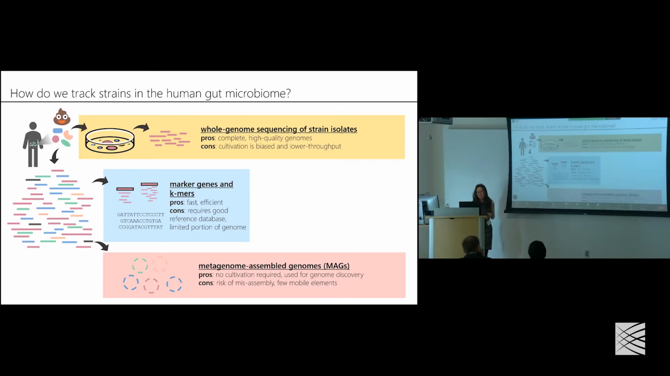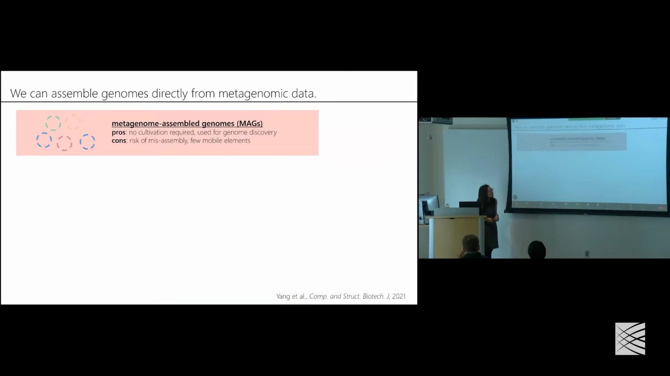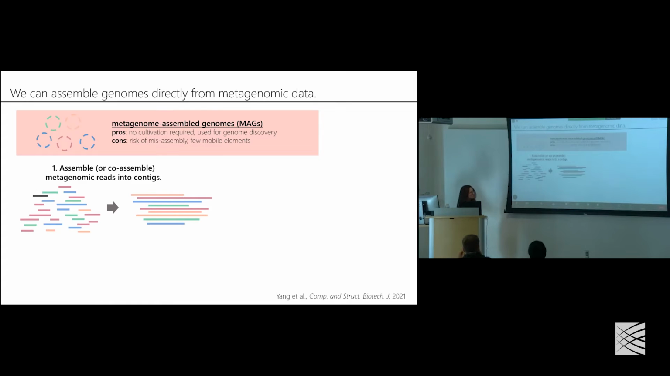This metagenomic assembly involves the goal of reconstructing the complete genome of the constituent bacteria from a metagenomic sample. The advantages of this method are that no cultivation is required, and there's also no reference genome database required, which distinguishes this from other methods. And so this is the primary method used for actual new bacterial discovery.